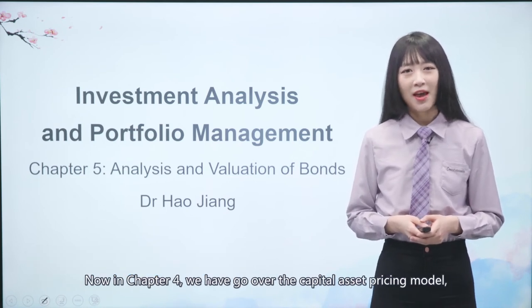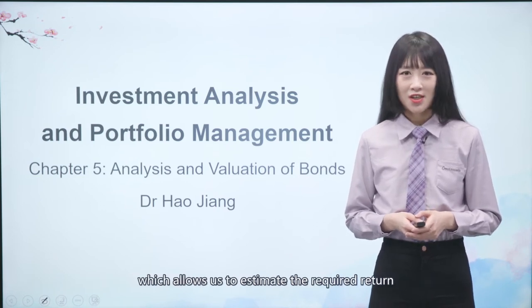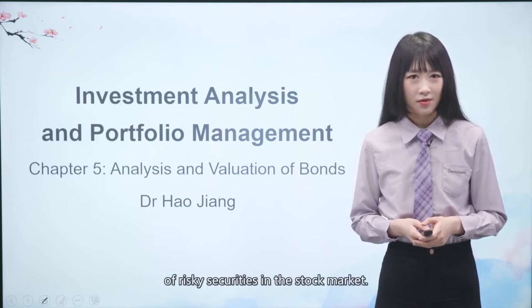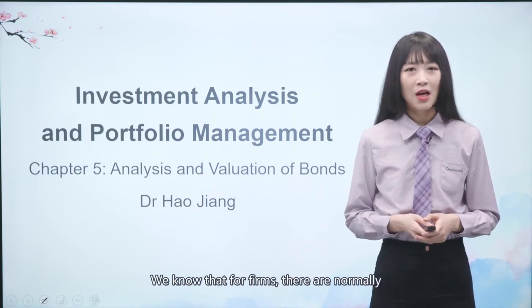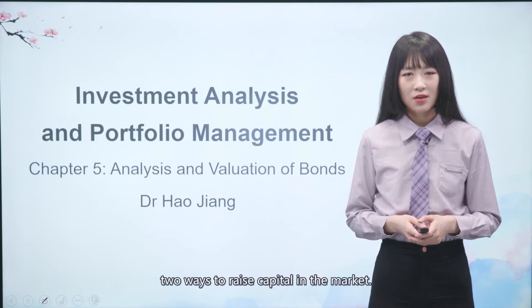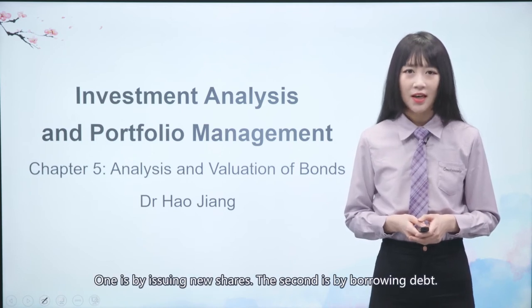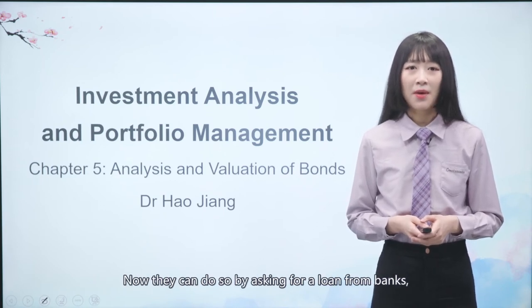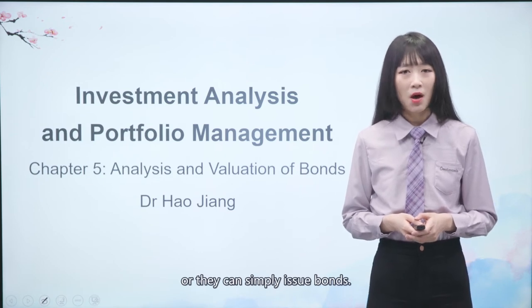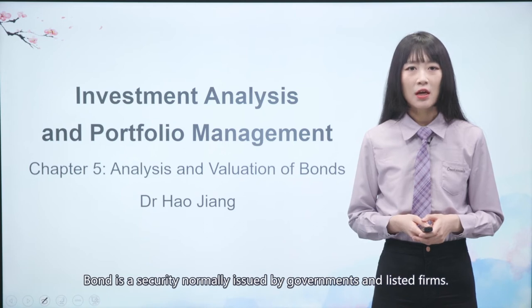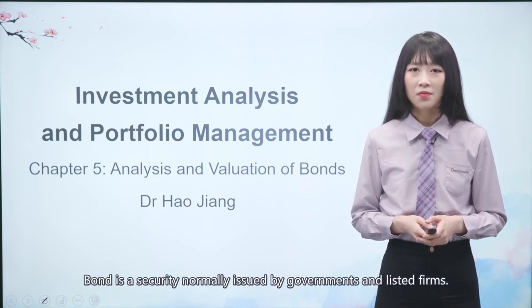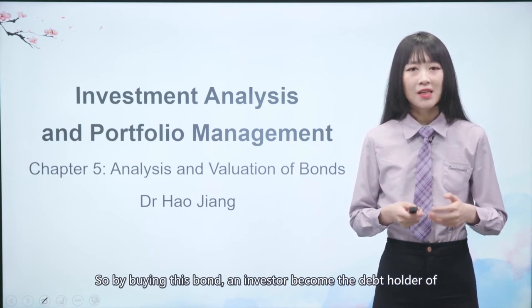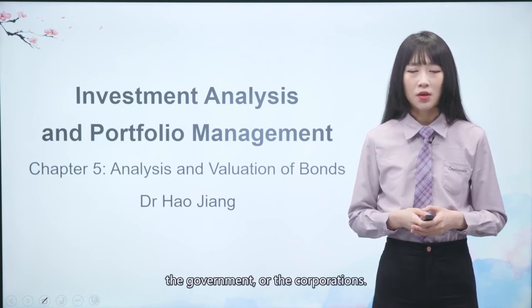Now, in Chapter 4, we went over the capital asset pricing model, which allows us to estimate the required return of risky securities in the stock market. Now, we know that for firms, there are normally two ways to raise capital in the market. One is by issuing new shares, the second is by borrowing debt. They can do so by asking for a loan from banks, or they can simply issue a bond. Bonds are securities normally issued by governments and listed firms. So, by buying this bond, an investor becomes the debt holder of the government or the corporation.